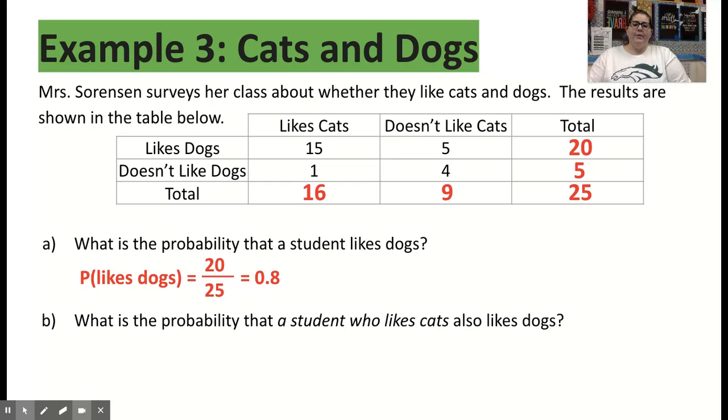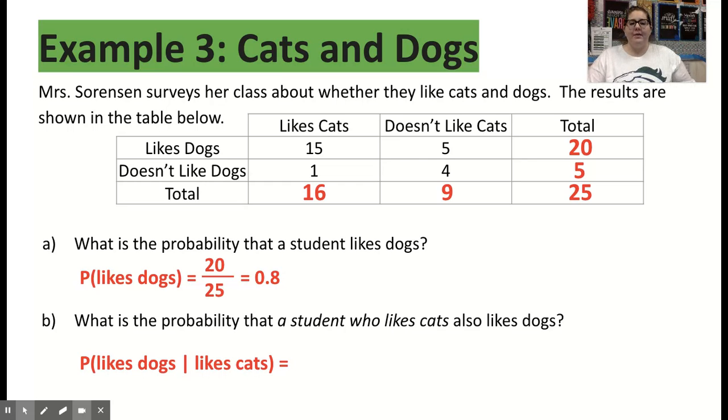And then, what is the probability that a student who likes cats also likes dogs? Just like on that last example, saying a student who likes cats, that's kind of our given, because we're saying we already know that the student likes cats. We want to know the probability that they like dogs as well. So that becomes our given. Again, the way we would write that: what's the probability that they like dogs given that they like cats?